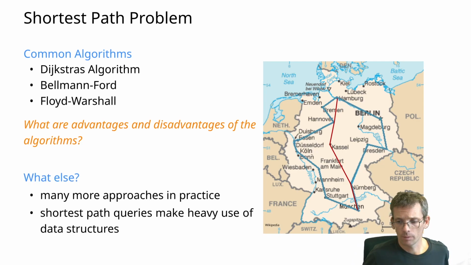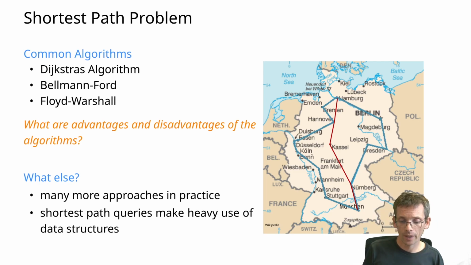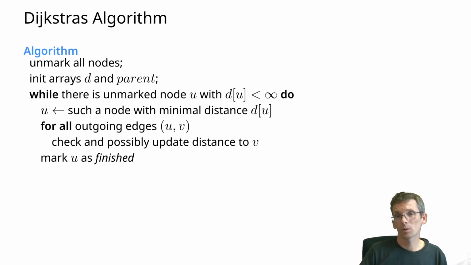Shortest path queries, I'm not going to say much about that here, but they are obviously extremely relevant anytime we do routing. There, we cannot afford to run such an algorithm because we want an answer instantaneously for a very large road network. So this is a very interesting question from a practical perspective. There, one makes heavy use of data structures. That's not the topic for today, but an interesting topic to explore. Let's focus on Dijkstra's algorithm.